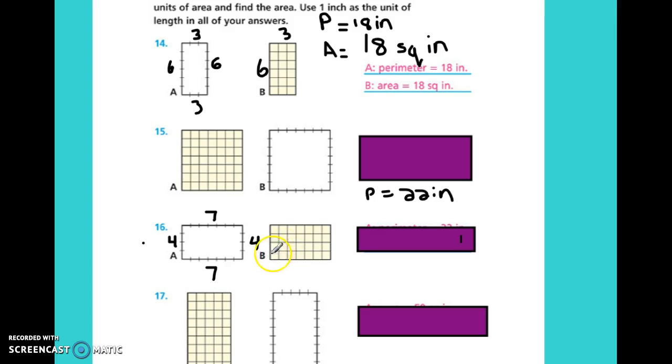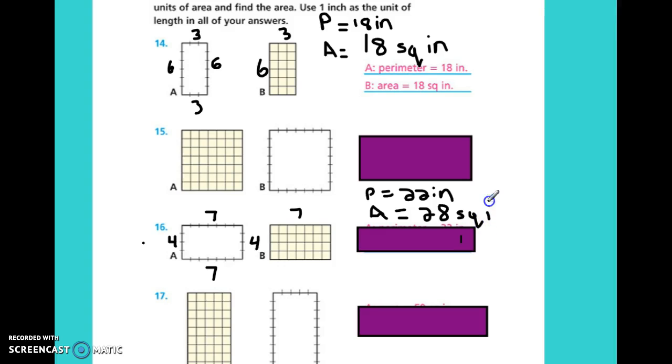All right, so again, we know that this is 4 and this is 7. And when we go to find area, we're going to multiply the length times the width. So 7 times 4, which ends up giving us 28 square inches. Can't forget the square part because it's the area.